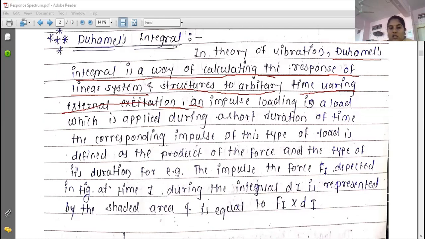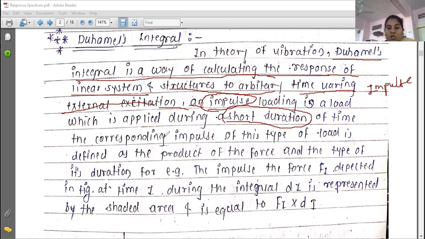Impulse loading is a load which is applied during a short duration of time. So here the impulse loading concept comes in, and we'll see what that impulse loading is. Already we have seen impulse in the applied mechanism. Impulse is nothing but an instant load, a peak load acting for a very short time. That load is the impulse loading, a load which is applied during a short duration of time.